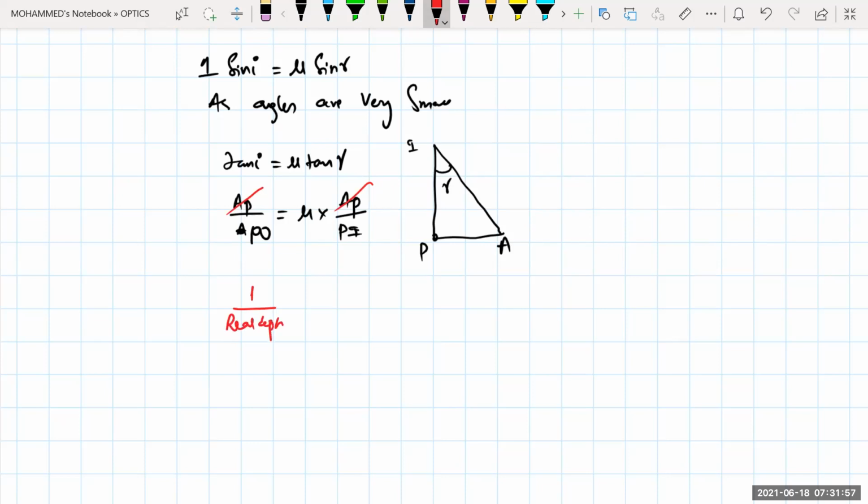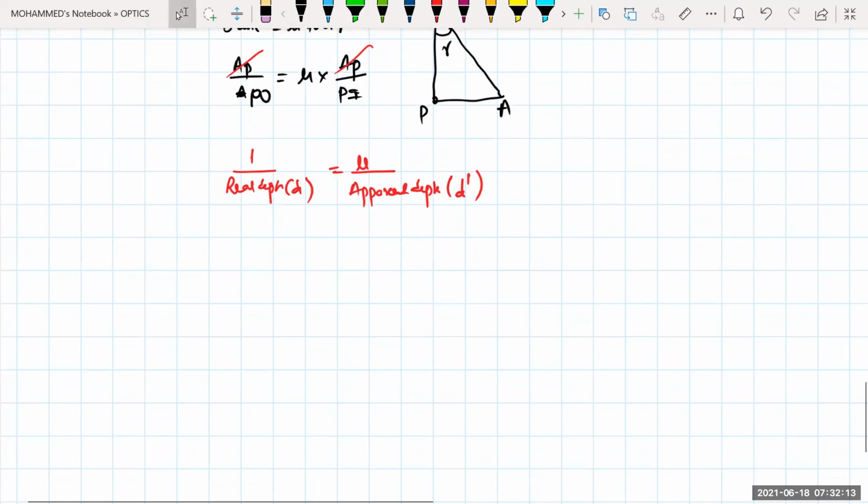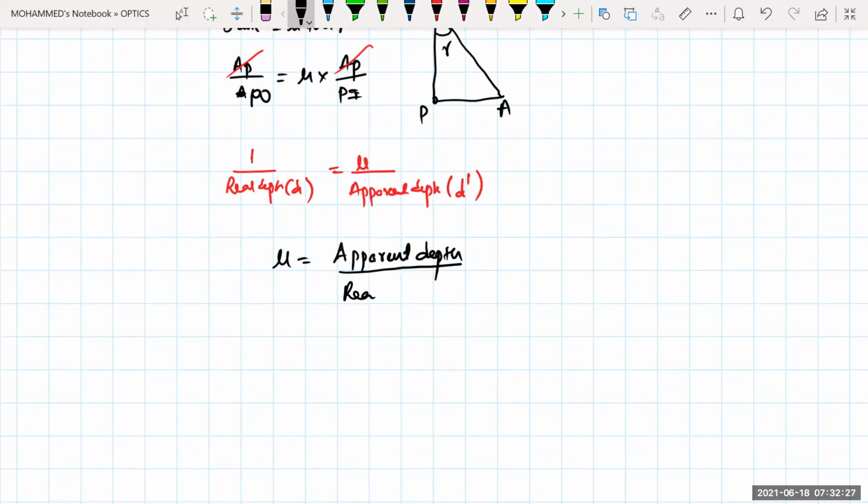Real depth, I'm representing it by D. Mu is equal to real depth divided by apparent depth. Apparent depth is represented by D dash. So therefore I can write here, mu is equal to what? Mu is equal to apparent depth divided by real depth.